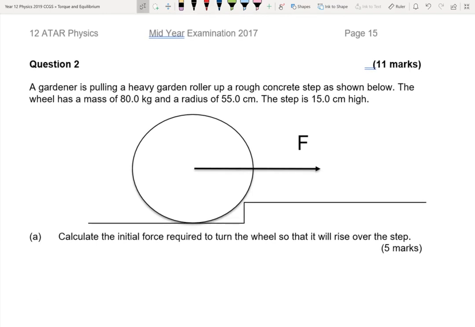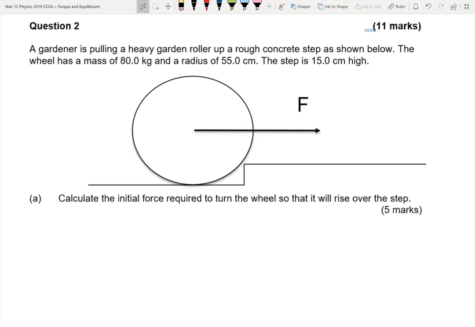This question is a lovely question, and 50-50. Half the students might wish to do perpendicular distance and half might wish to do perpendicular force. But this is a great question. Let's just throw in a few bits of information. We've got 0.15 meter step. The radius of our wheel is 0.55. All right, so if you want to quickly sketch this diagram, it shouldn't take you long.